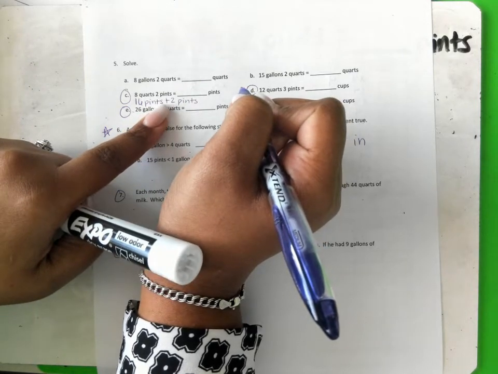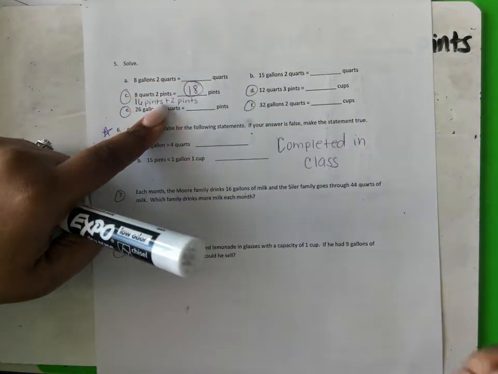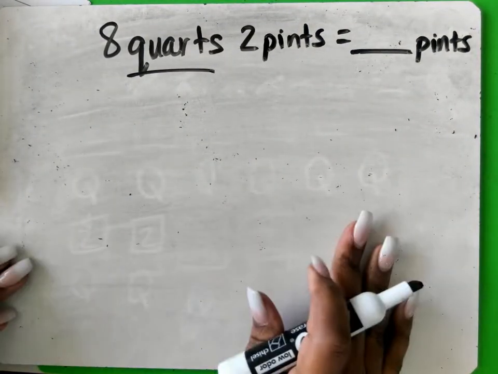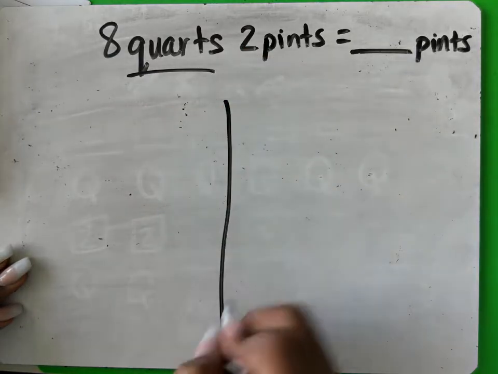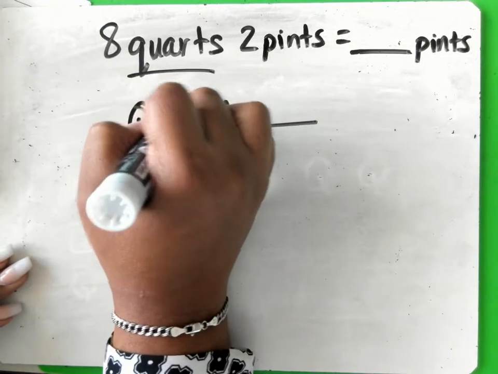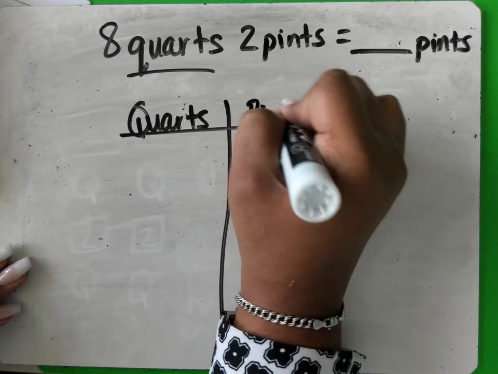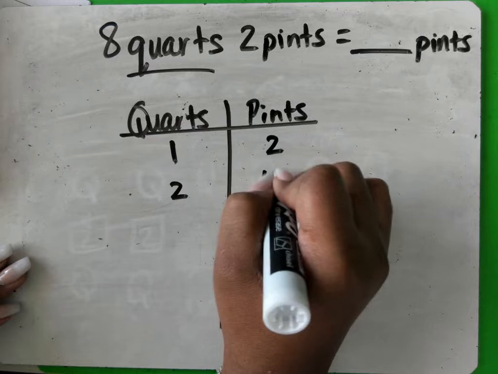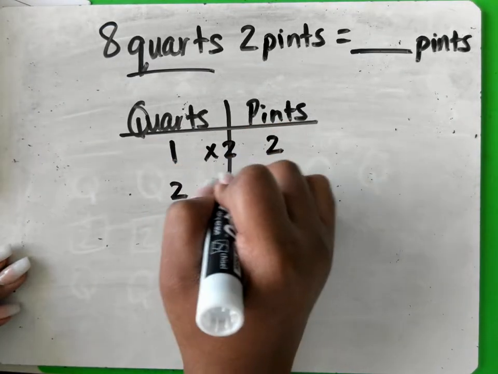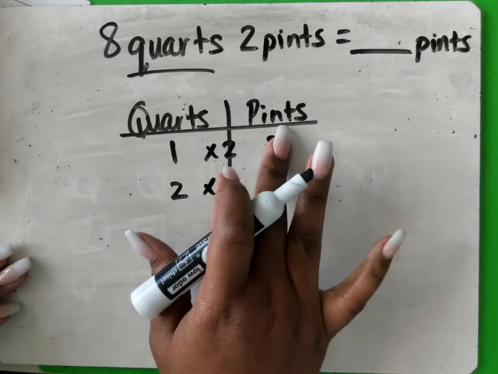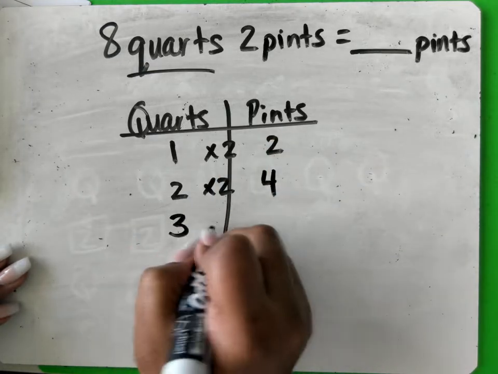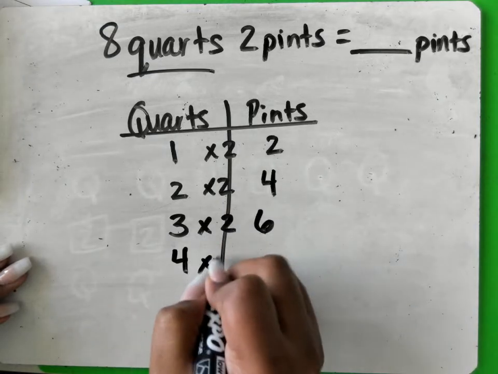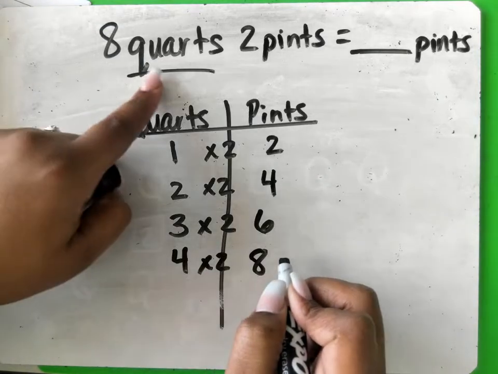So 16 plus 2 equals what? 18 pints. Another way that we can do this, if I don't want to do the pictures, is if I already know that 1 quart is 2 pints, 2 quarts is 4 pints, because every time I have quarts, I'm going to have 2 pints. 3 quarts is 6 pints. 4 quarts is 8 pints.